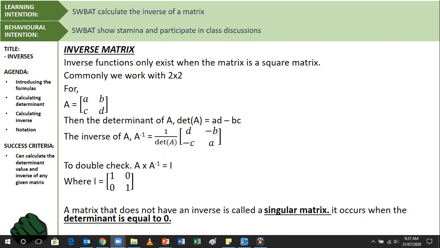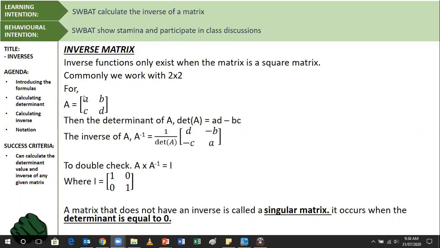So anyways, inverse functions only exist with square matrices. So with square matrices, remember how we look back at all those names. The common one that we're going to be working with is a 2 by 2, whereas any square matrix like 3 by 3, 4 by 4, 5 by 5, it will contain an inverse. So there's a mathematical process. So for your matrix, like we said, we're going to commonly work with a 2 by 2.